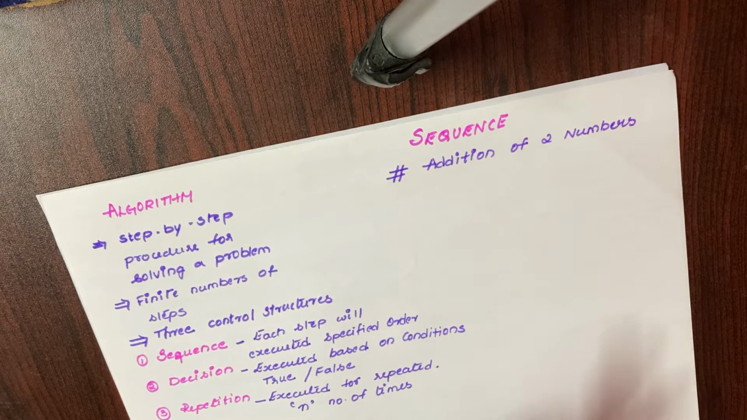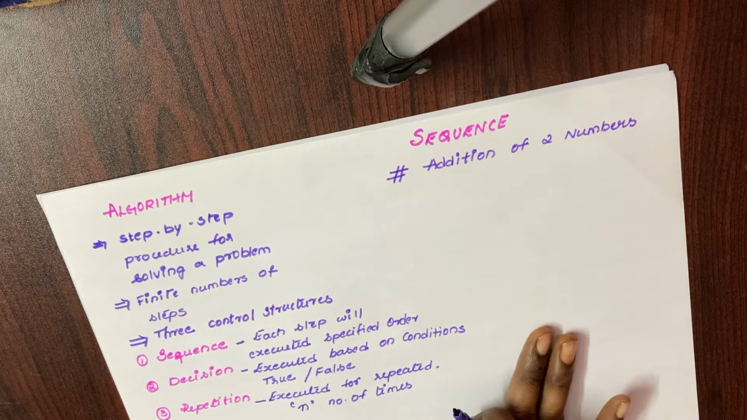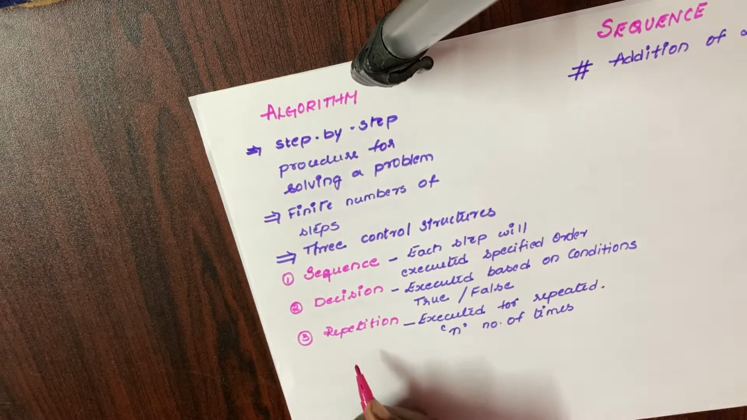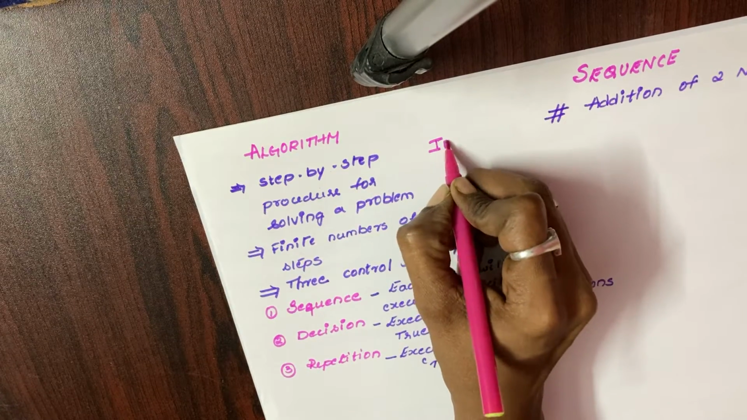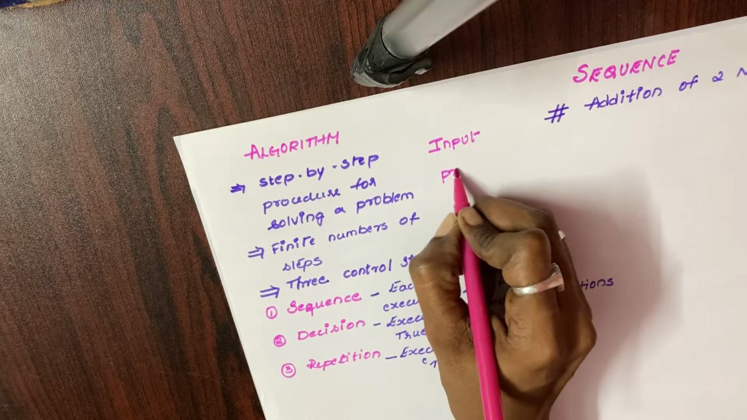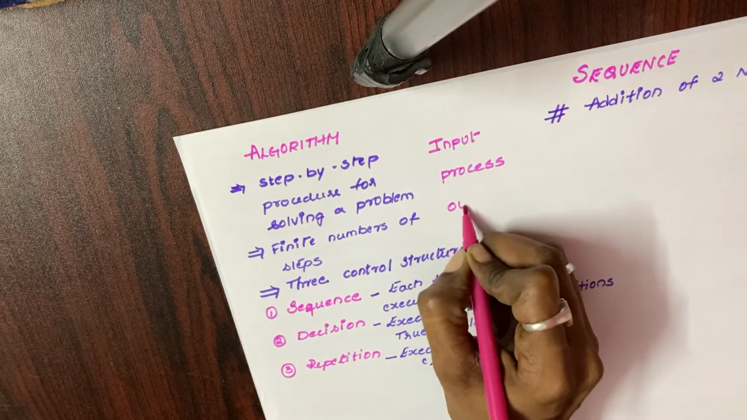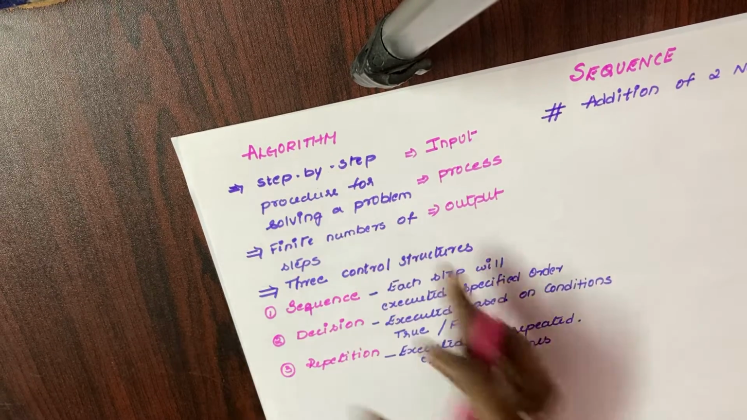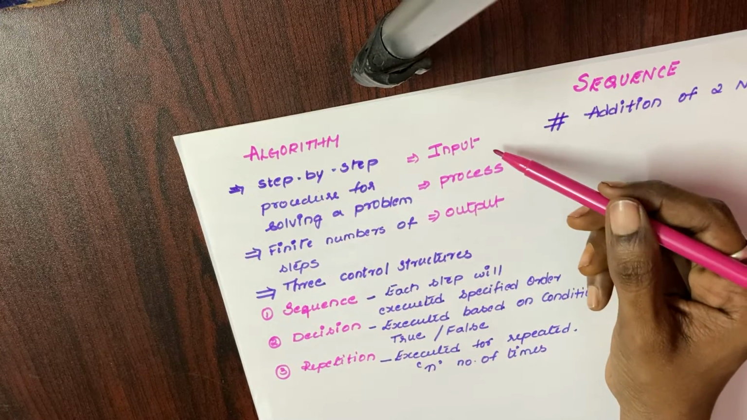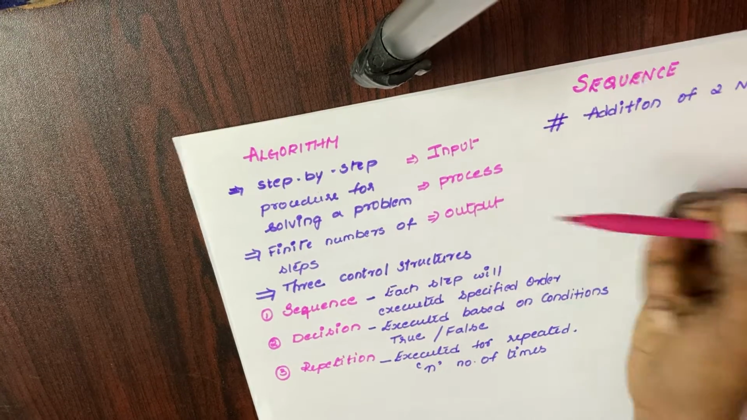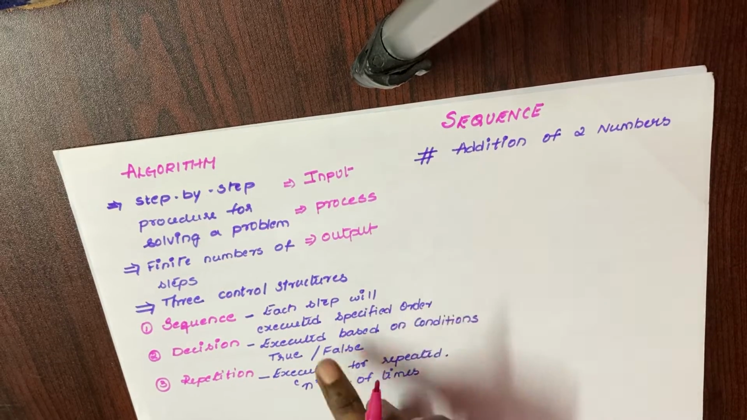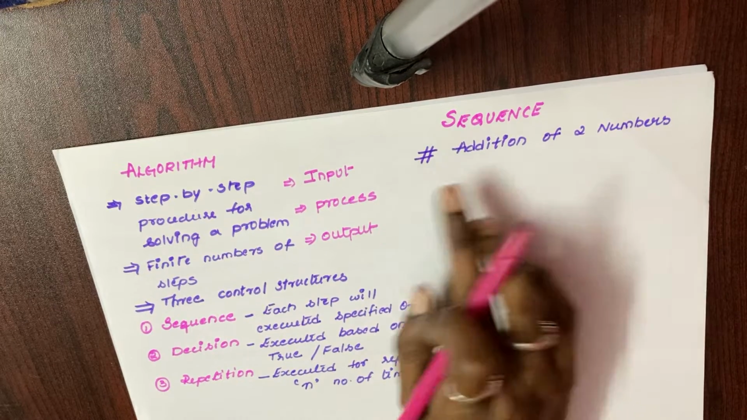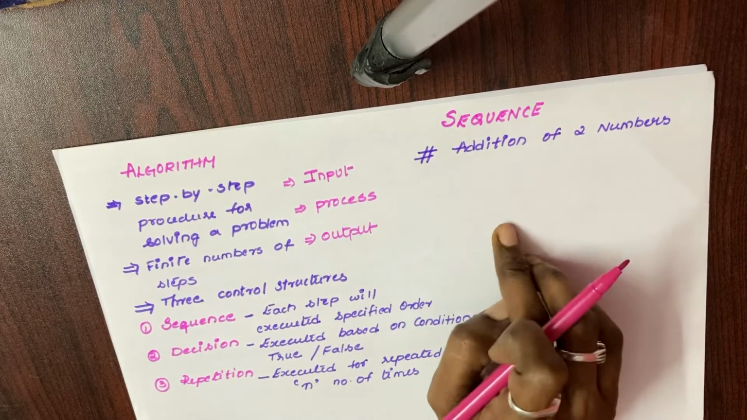So the algorithm is a step-by-step procedure in which we are going to talk about three things. Those three things are nothing but what is the input, what is the process, and what is the output. These are the main three things to define an algorithm in a step-by-step process. So coming to the first category, sequence, we are going to add two numbers. Let's talk about what are the inputs, what is the process, and what is the output.